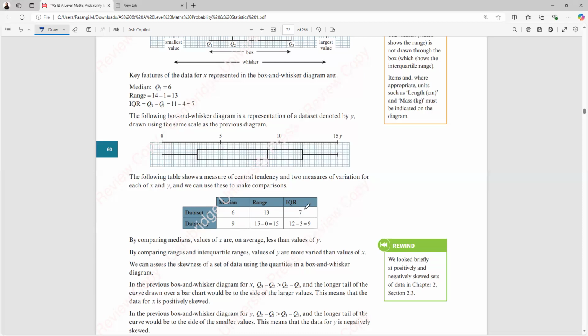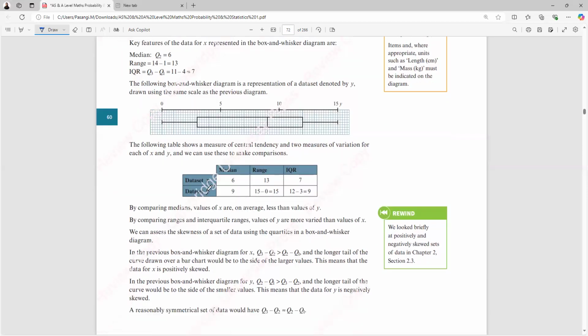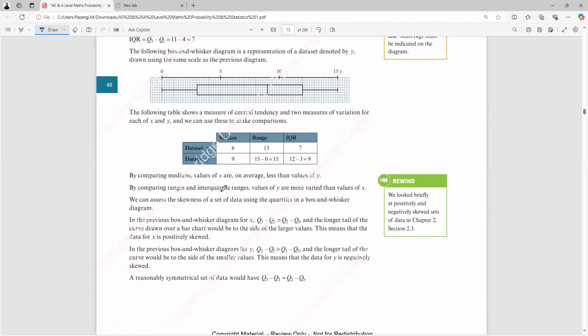Those are all three possible dispersions, variations, values to compare among two or multiple data sets. By comparing medians, values of x are on average less than values of y. By comparing ranges and interquartile ranges, values of y are more varied than values of x.